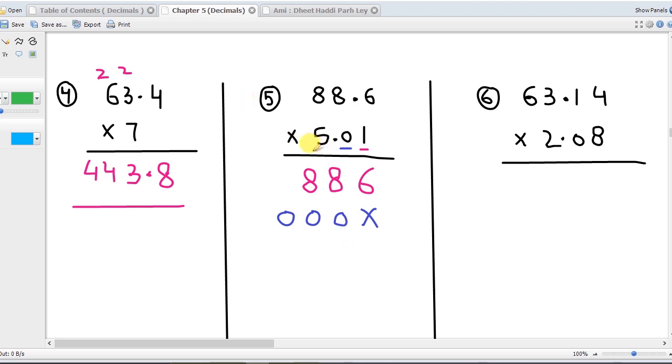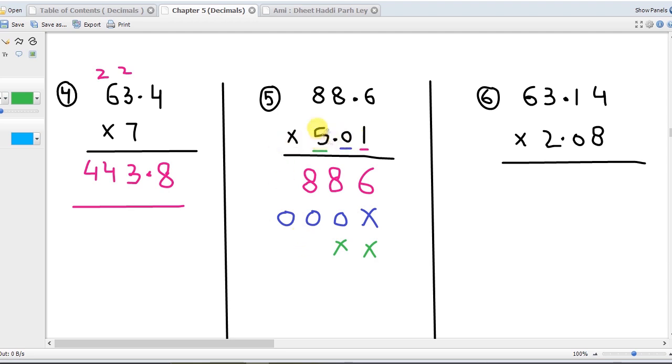Now we have to multiply this 5 with this 88.6. Since the place value of this digit 5 is 100, we have to start writing our answer from the 100 position. Why is it 100? Because I neglect this decimal point for the time being. I consider these as whole numbers, like 886 and 501. So it's unit, 10 and 100.